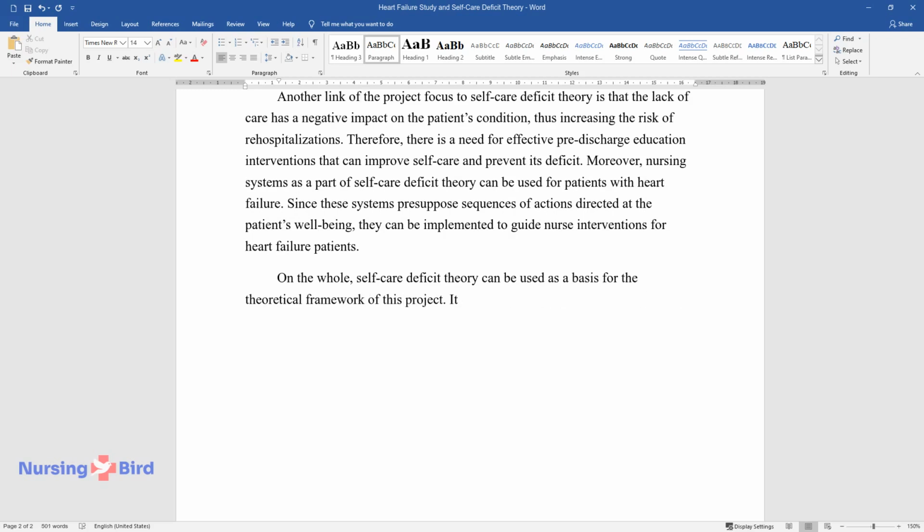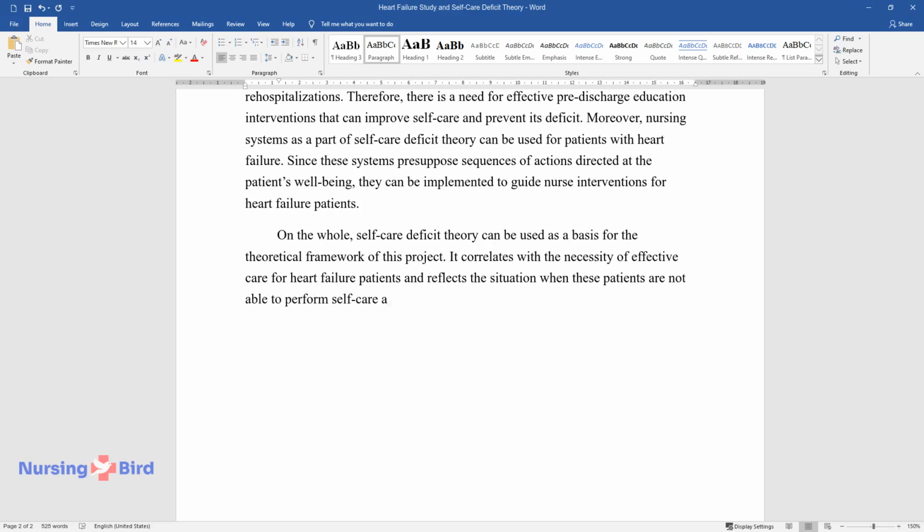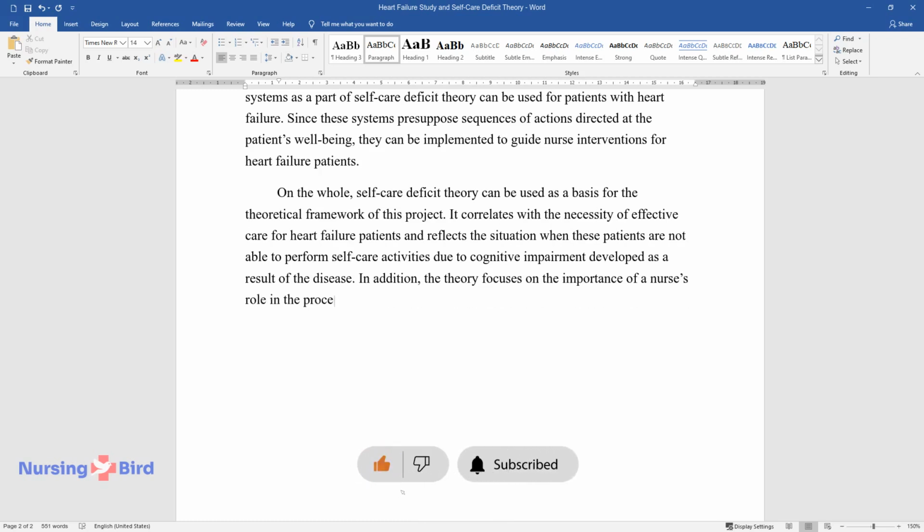On the whole, self-care deficit theory can be used as a basis for the theoretical framework of this project. It correlates with the necessity of effective care for heart failure patients and reflects the situation when these patients are not able to perform self-care activities due to cognitive impairment developed as a result of the disease. In addition, the theory focuses on the importance of a nurse's role in the process of care, which is important for heart failure patients.